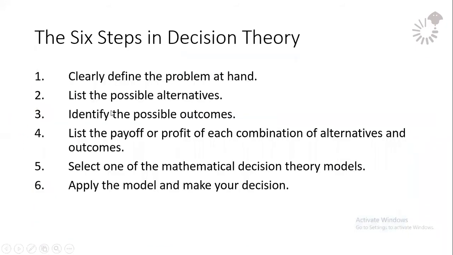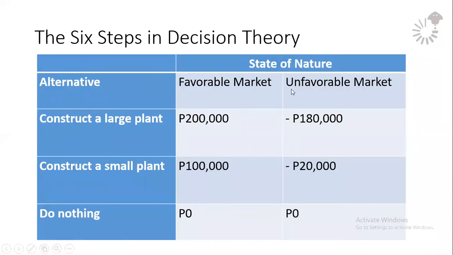Step 3 is identify the possible outcomes. So possible outcomes, let's say these are your states of nature. If for option A, your outcome could be a favorable market, or the consequences could be favorable or positive consequences. And another possible outcome is an unfavorable market, negative consequences. So this is what can happen with option A. If you built a large production plant, what follows can be positive, or it can be negative.